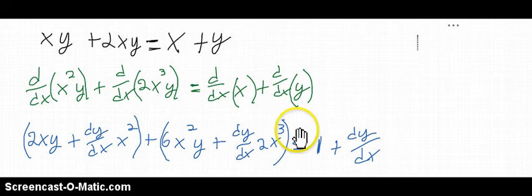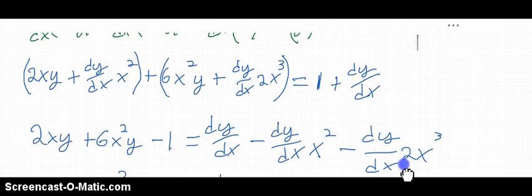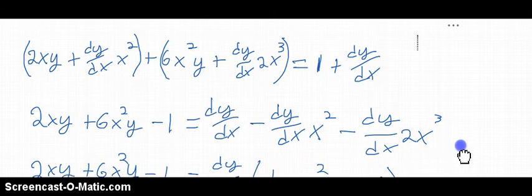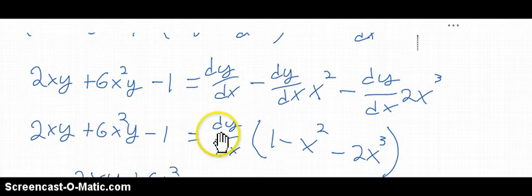Now that we have this, we move all the terms that have dy/dx over to one side and all the terms that do not include that to the other side. That gives us 2xy plus 6x squared y minus 1 equals dy/dx minus dy/dx x squared minus dy/dx of 2x cubed. Now we can factor a dy/dx out of the right side of the equation. So you get 2xy plus 6x squared y minus 1 equals dy/dx times 1 minus x squared minus 2x cubed.